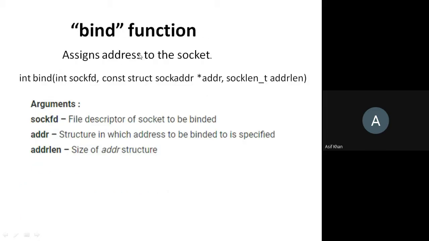Then the bind function is used. The bind function is used to attach the address information to the endpoint. This is the syntax of the bind function. First you have to pass the socket endpoint, then the address of the server or computer that you want to attach to the endpoint. Its address you need to pass here, and then you have to pass the length of the address.